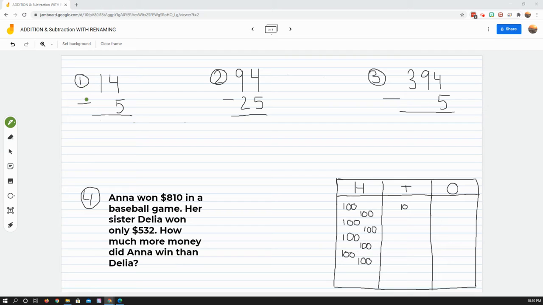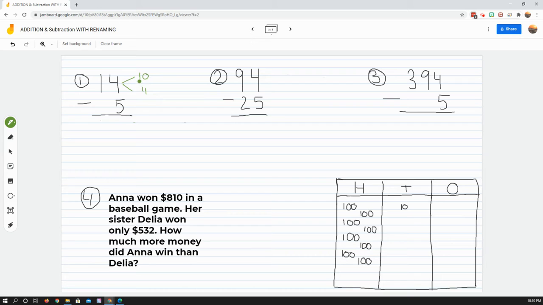We have 14 minus 5. I have 14, but I owe 5. I have to take away 5. I'm going to show you guys a trick. It's going to be really easy. So, I have 14. I'm going to break this number down into 10 and 4. 10 plus 4 equals 14.